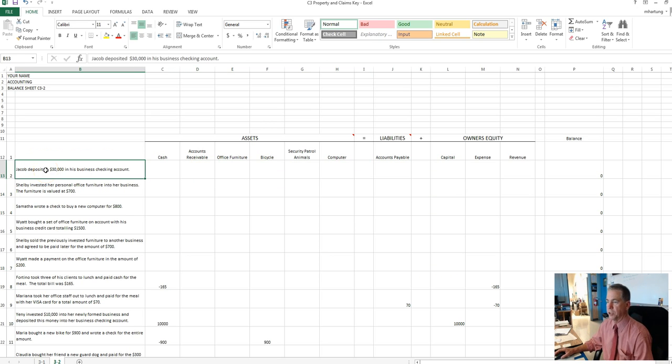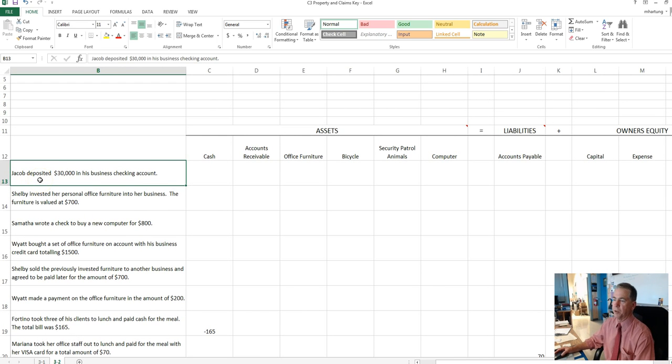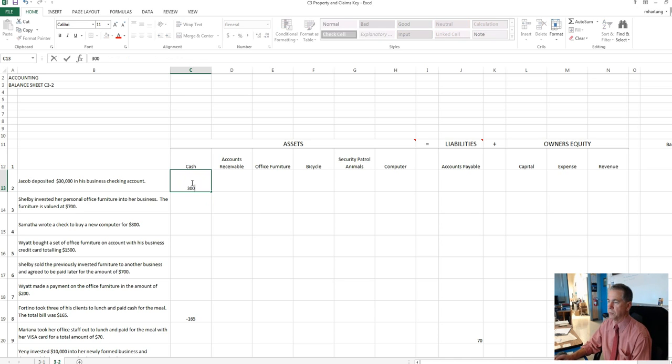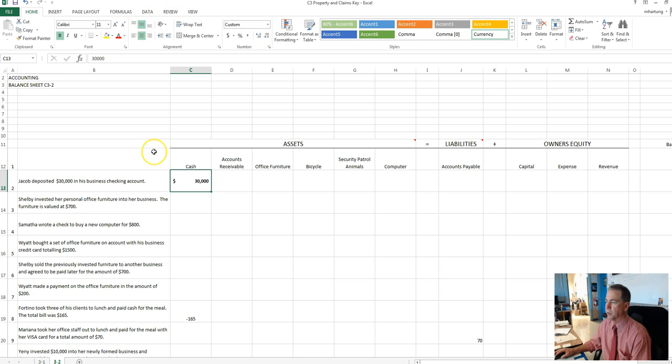Our first transaction is Jacob deposited $30,000 in his business checking account. Anytime you see something like this, $30,000, you have to ask yourself, what is that $30,000? That $30,000 is cash. So we are going to make an entry here, $30,000. You might want to go ahead and format that. Like I said, we like to learn Excel while we're doing this. Let's make that bold and make it currency, decrease the decimals, and place it right in the center.